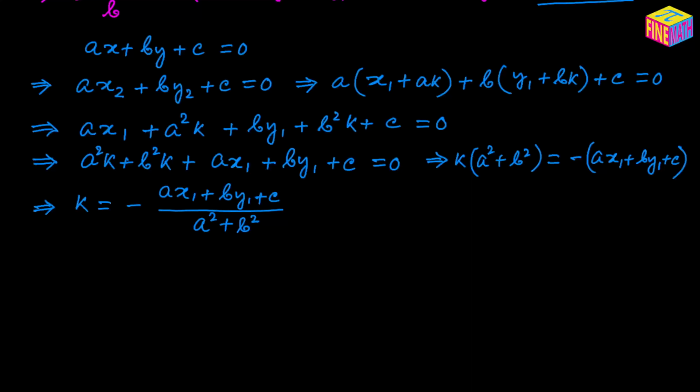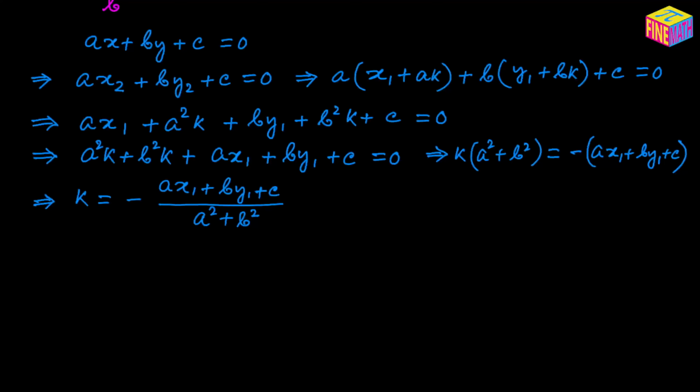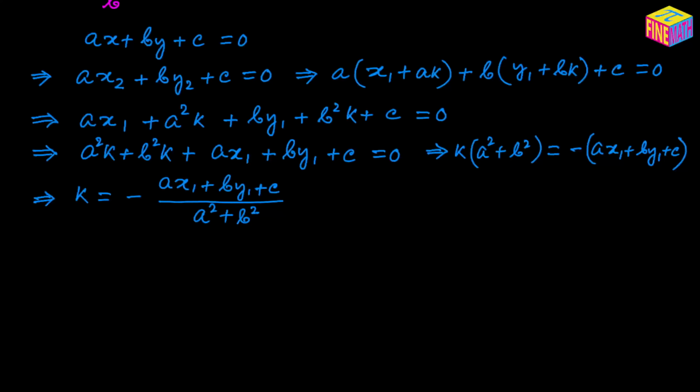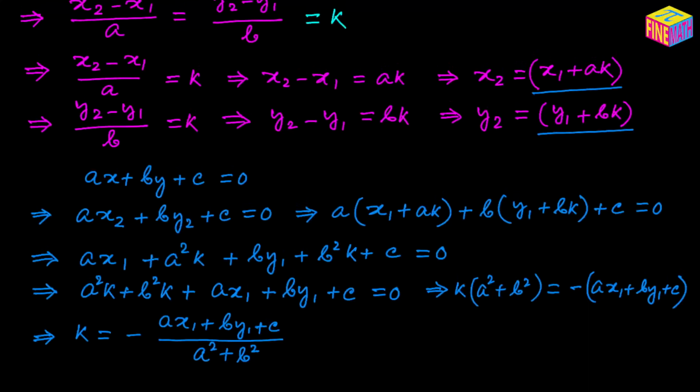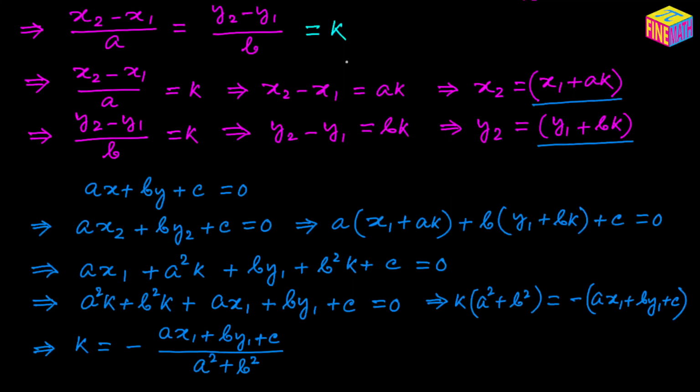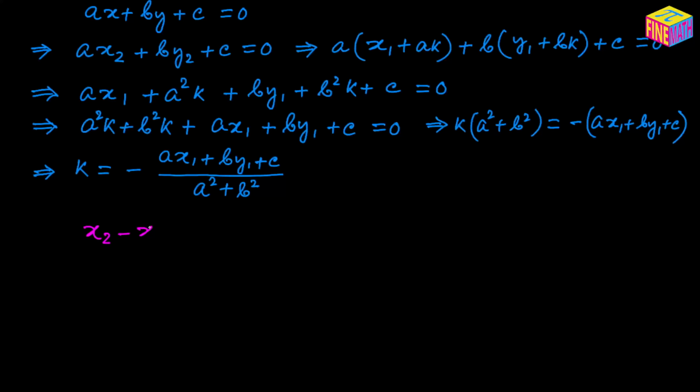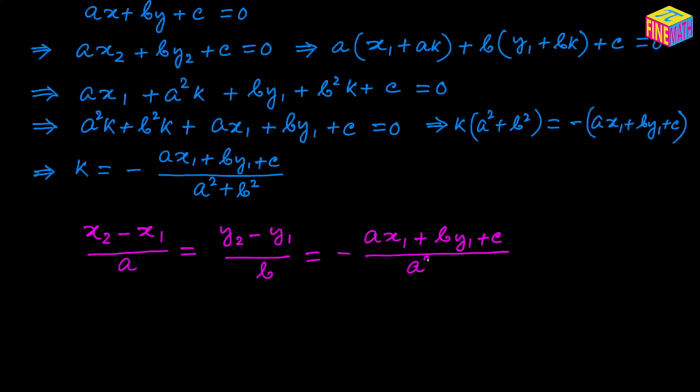Alright, now we have found the value of k in terms of a, b, c and x₁ and y₁, and all of those numbers are known numbers. Now if we use this value of k right there, then we can write that equation as (x₂ − x₁)/a is equal to (y₂ − y₁)/b, and that is equal to k, which is actually −(a·x₁ + b·y₁ + c) over (a² + b²).